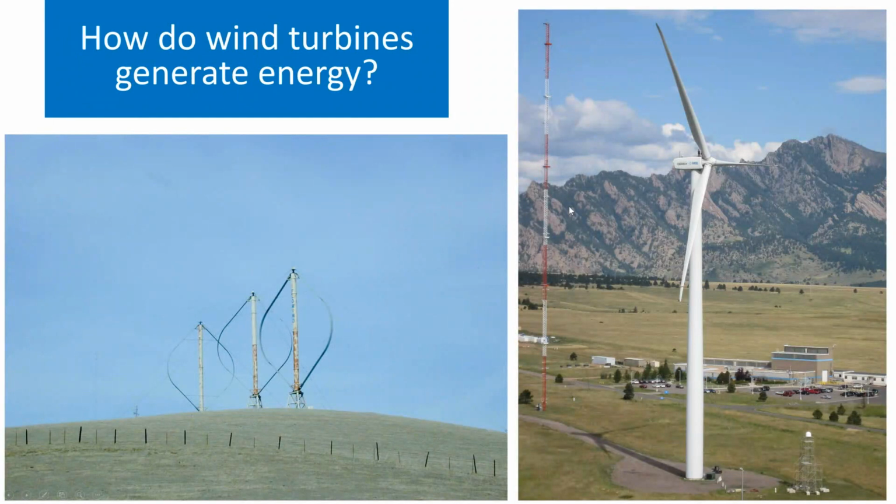So the first step is, how do wind turbines generate energy? And the type of wind turbines we're generally going to talk about are horizontal axis, like this one on the right. But most of what we're going to talk about applies to vertical axis lifting type wind turbines, like the Darrieus wind turbines on the left as well.